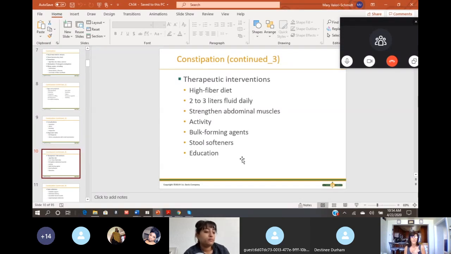You want to beware of fiber supplements for older people, especially if they're sedentary and if they're not drinking much, because the fiber supplement can actually have an opposite effect, right? It can actually make them more constipated. In order for fiber to work effectively, they have to be moving around and they have to be drinking. Remember that, okay?